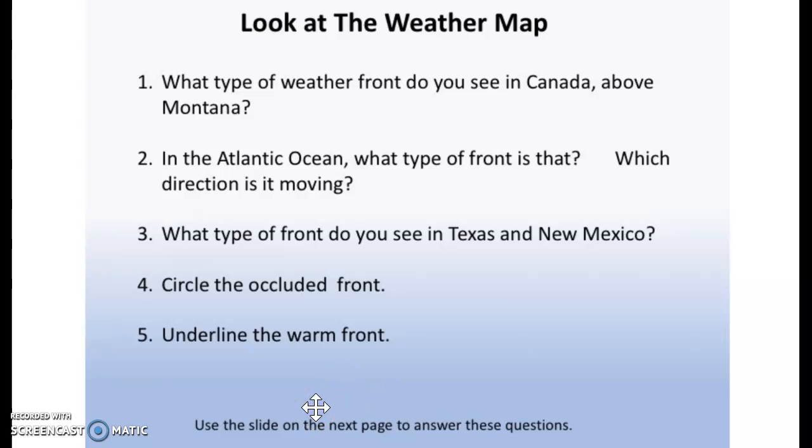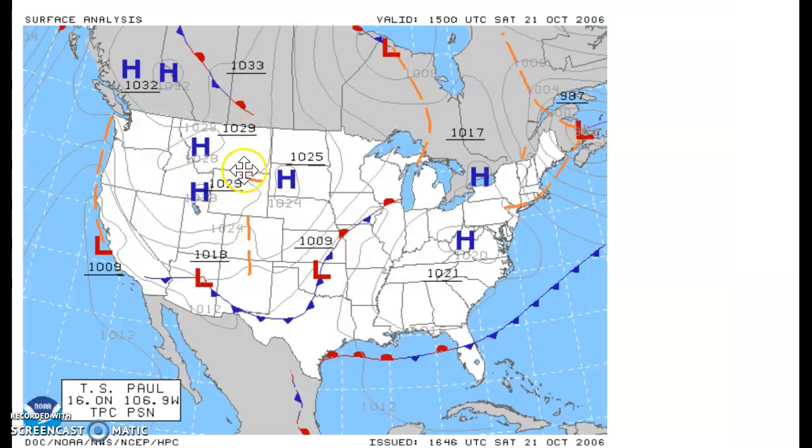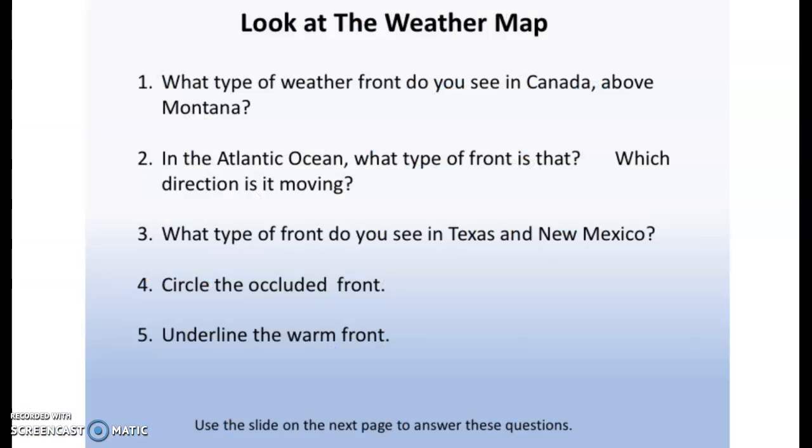So when the last video ended, we were going to look at this weather map. The very first question says, what type of weather front do you see in Canada above Montana? So this is Montana, and it says, what kind of weather do we see in Canada? Right now we see calm weather because it says there's a high pressure. There might be some cold storm up here on this side of the weather band, but it looks like it's high pressure, nice and calm, directly right here above Montana.